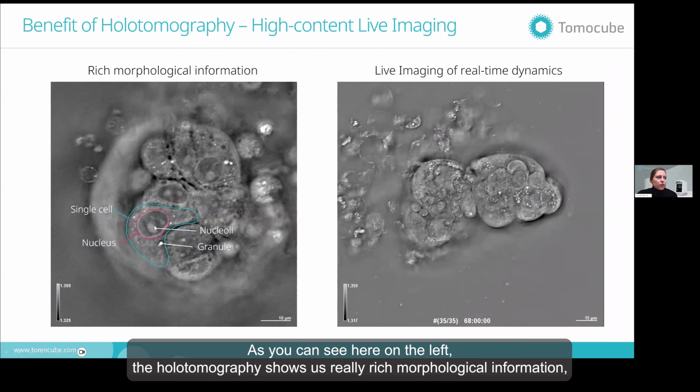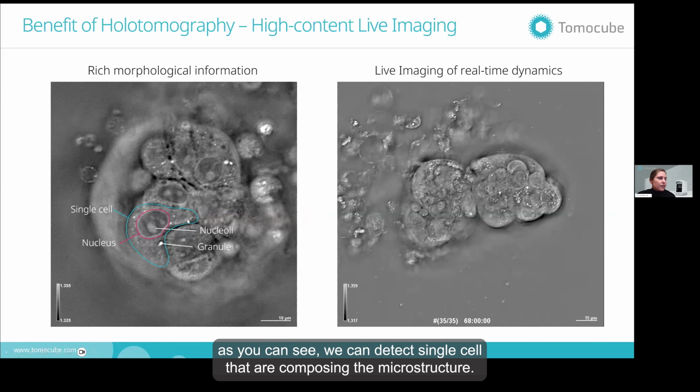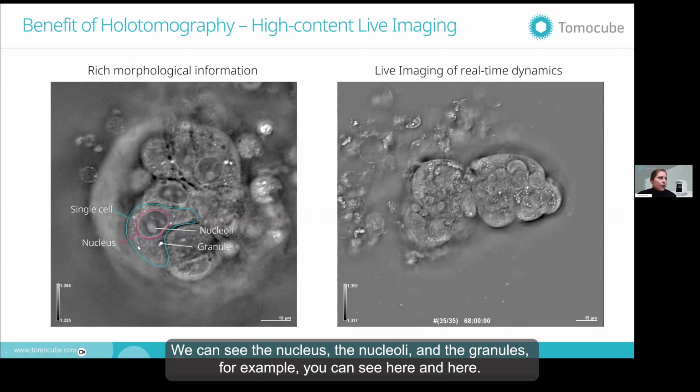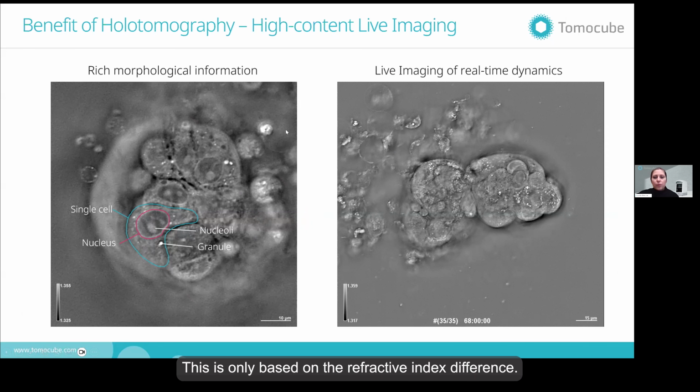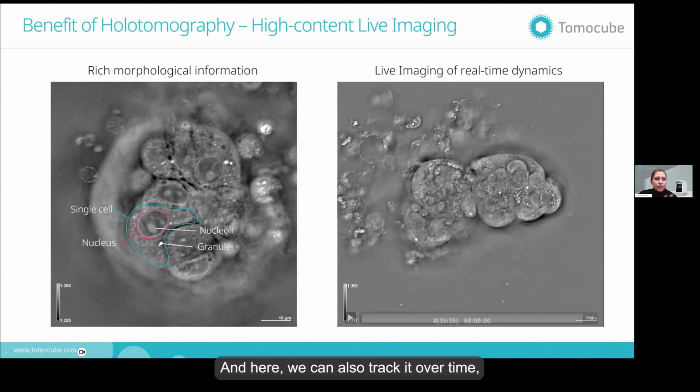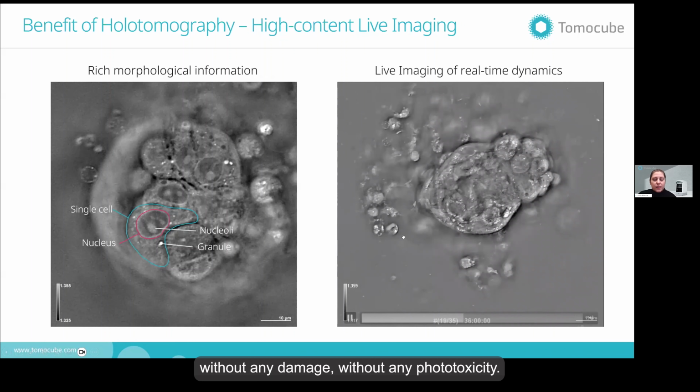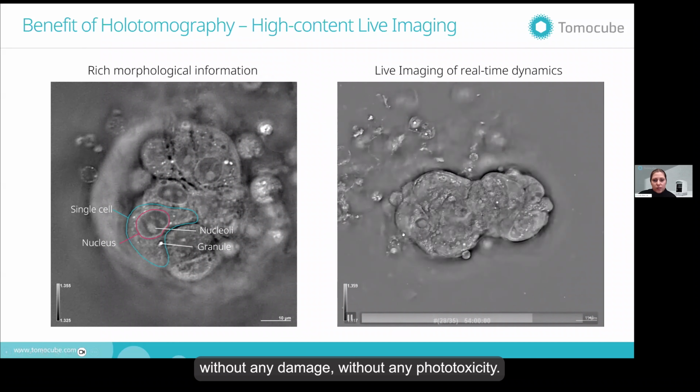As you can see here on the left, holotomography shows us really rich morphological information. We can detect the single cells that compose the microstructure. We can see the nucleus, the nucleoli also, and the granules, for example, you can see here and here. This is only based on the refractive index difference. And here we can also track it over time without any damage, without any phototoxicity.